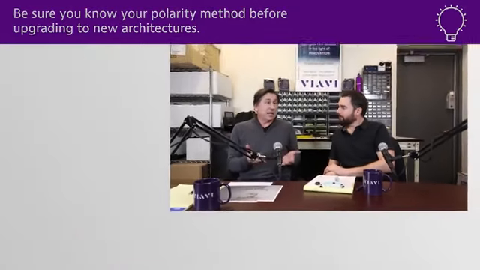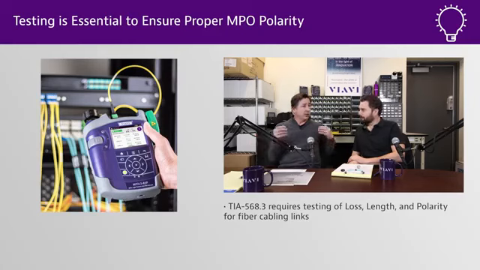So the takeaway is that you need to test it. If you're building an MPO link, you need to verify that the link has its correct polarity. It's in 568, since this duplex connectivity said one of the things you're verifying with this test is loss, length, and polarity, that you're routed correctly. So you've got to test it when you're building a link.